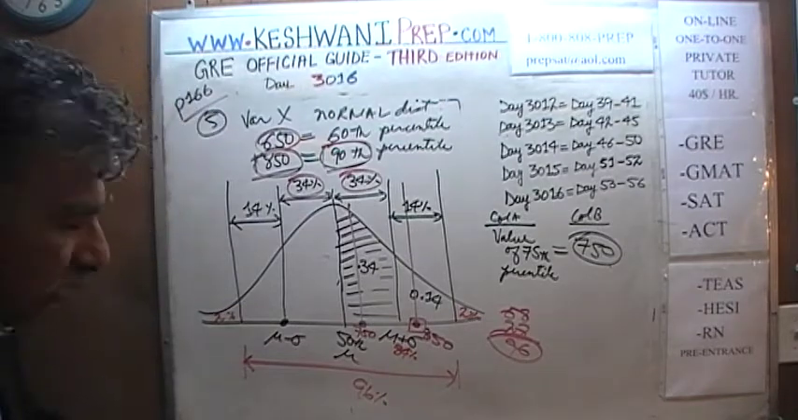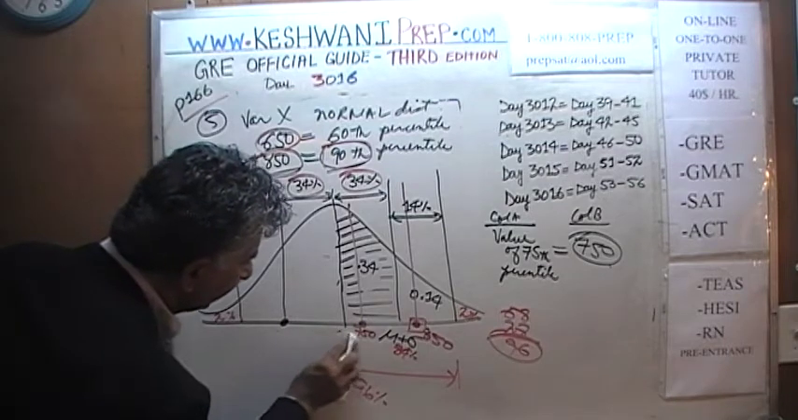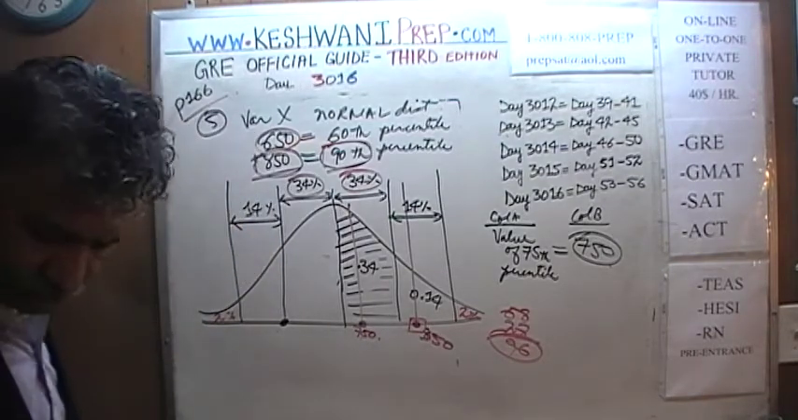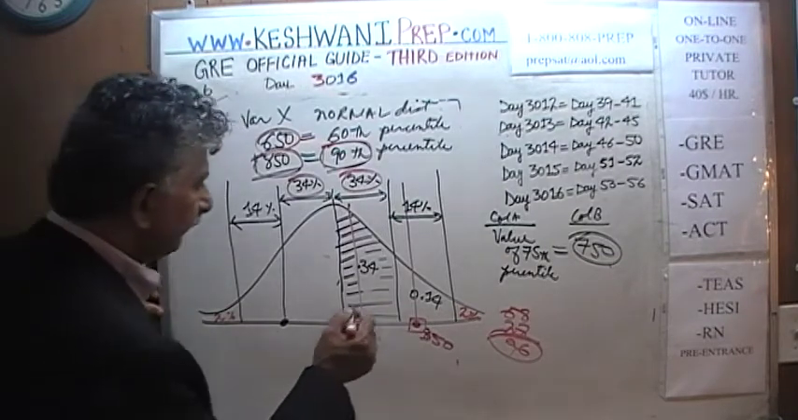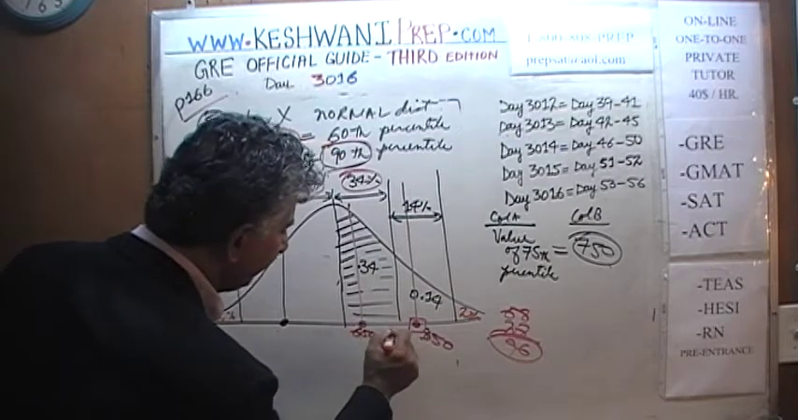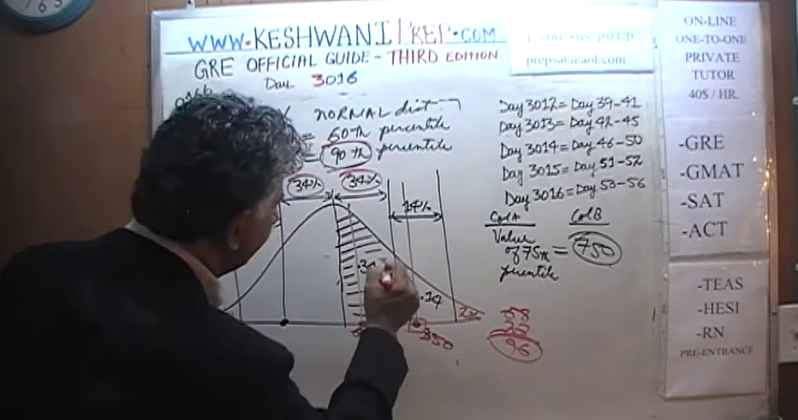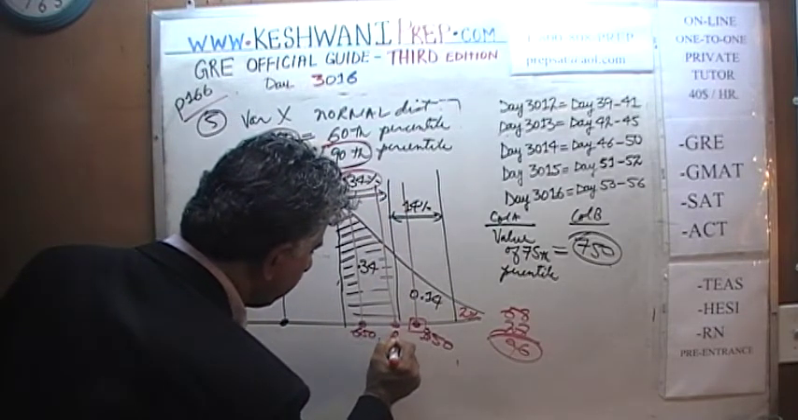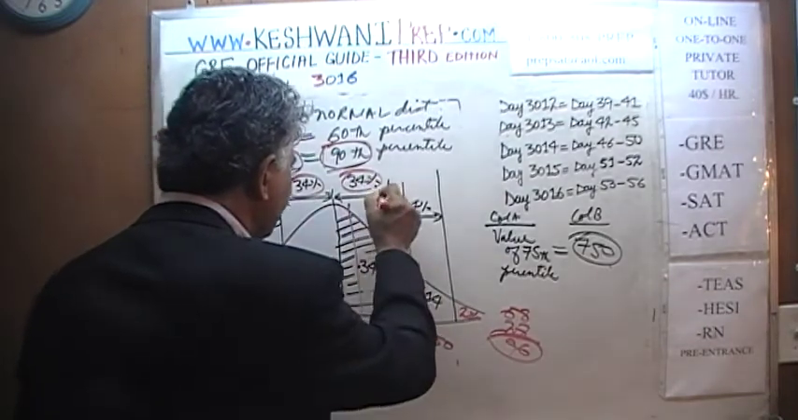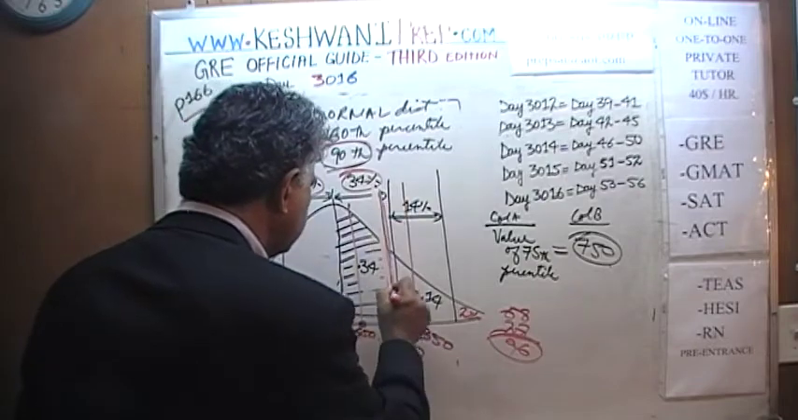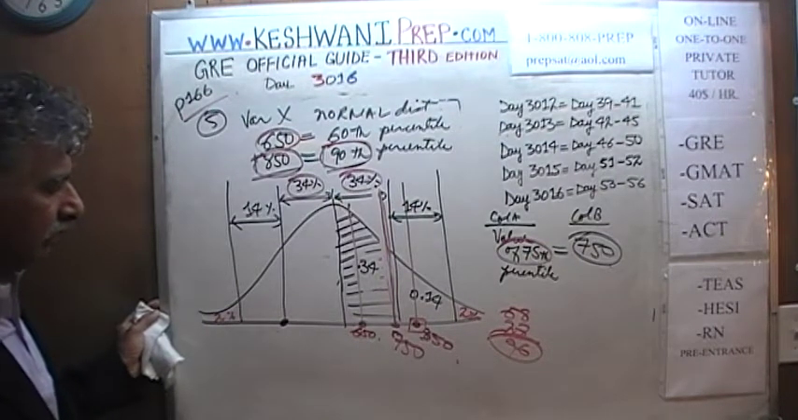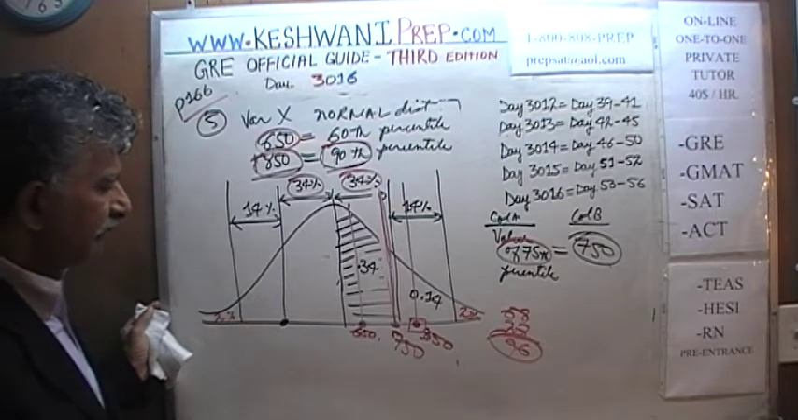Now I'm going to erase all the other stuff that we do not need, so that it doesn't get too crowded. This is 650, and this is 850, and 750 is somewhere around here. What percentile is that going to be? Is this the 75th percentile? The answer is no.